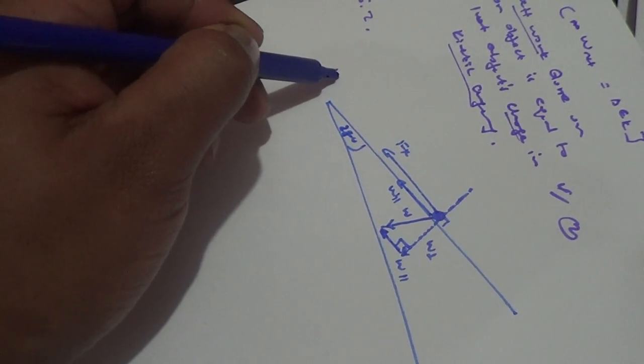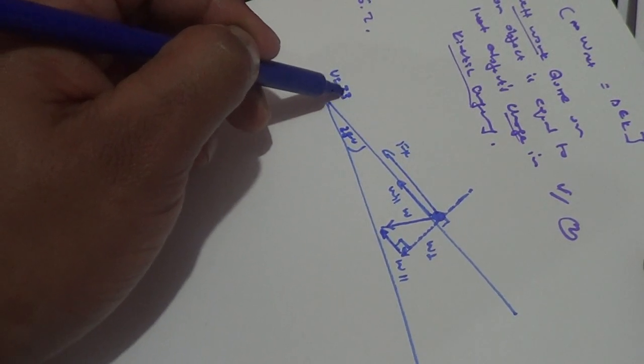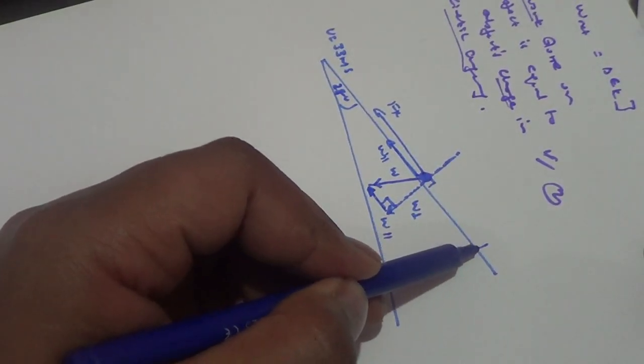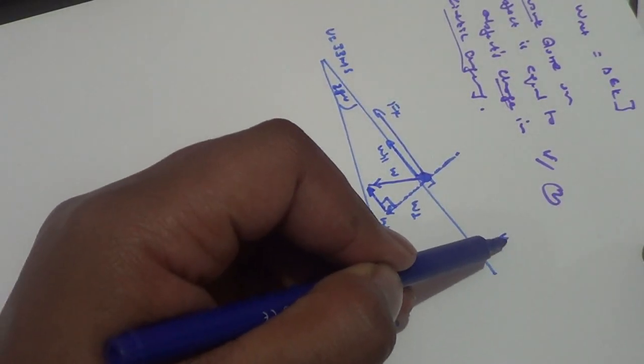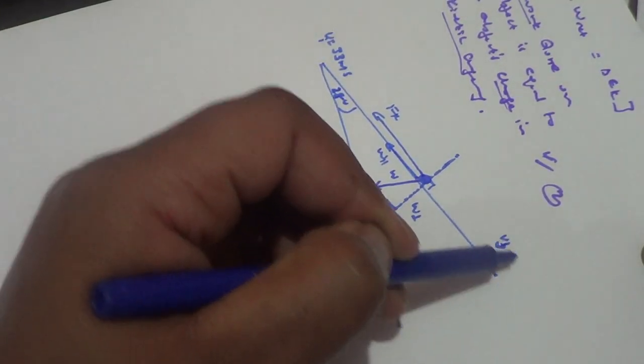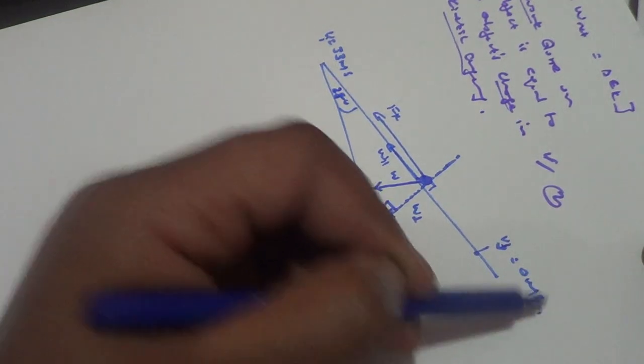And we know here that the velocity at the beginning was 33 meters per second. That was V initial, and at some point this velocity, V final, is going to be 0 meters per second.